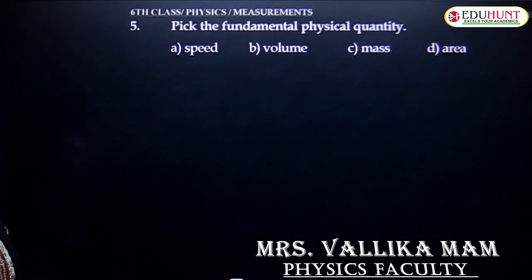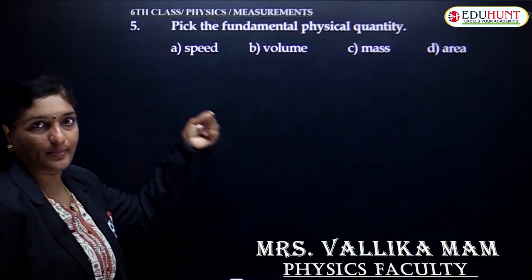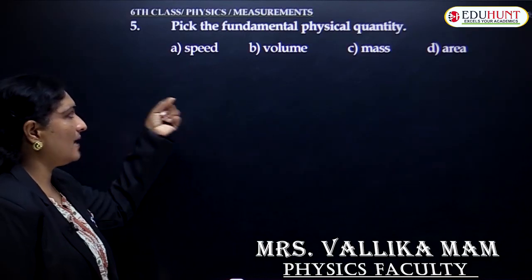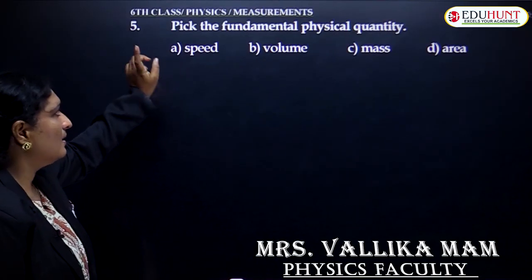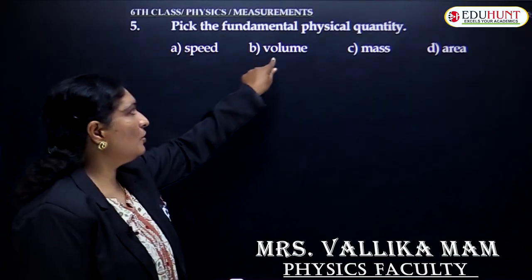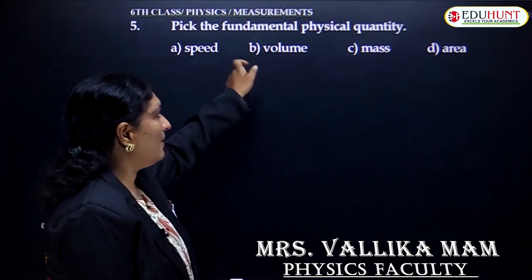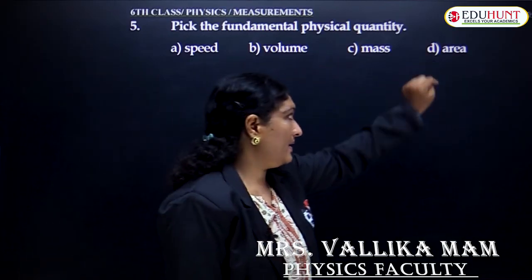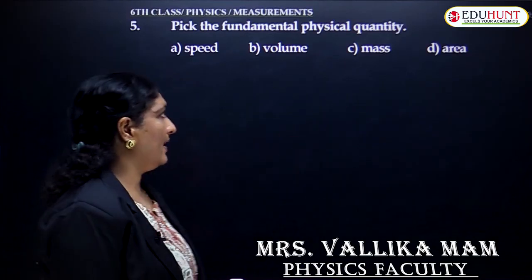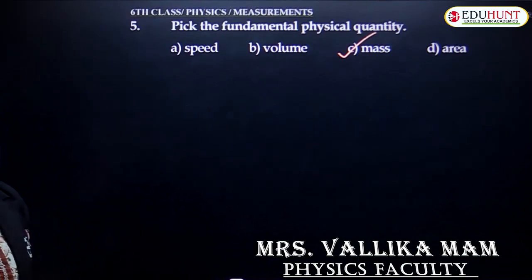Next question, pick the fundamental physical quantity. Among the four, speed is a derived quantity. Speed equals distance by time. Distance is a measure of length, time is a measure of time only. So speed is derived from length and time. Volume can be written as length into breadth into height, so it is derived from length multiplied 3 times. Mass itself is a fundamental quantity. Area, if we multiply length twice, you will get area. Hence, the fundamental physical quantity among the following is C, that is mass.